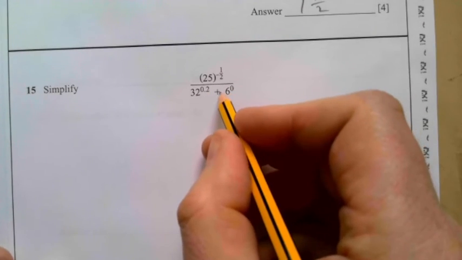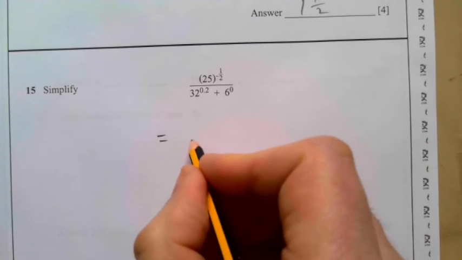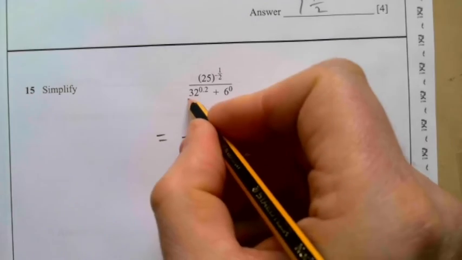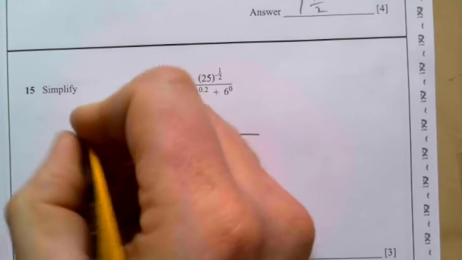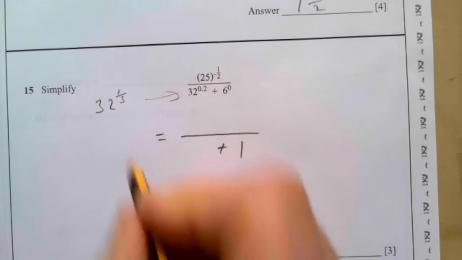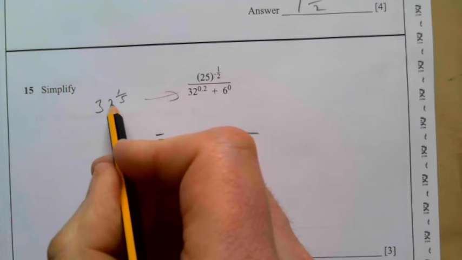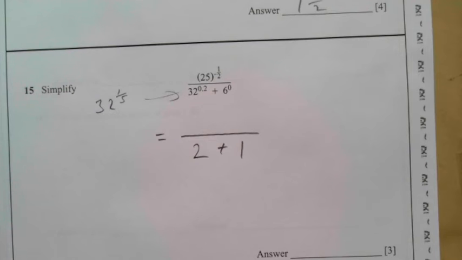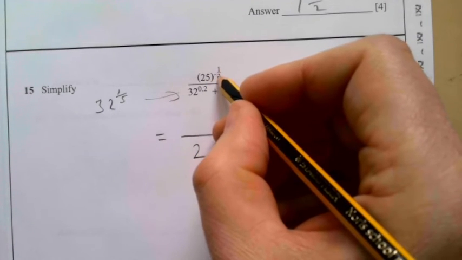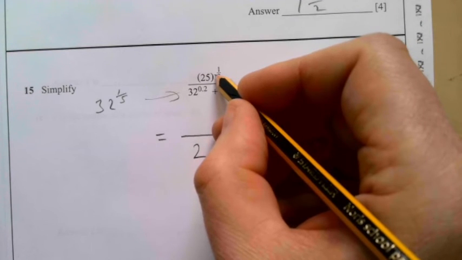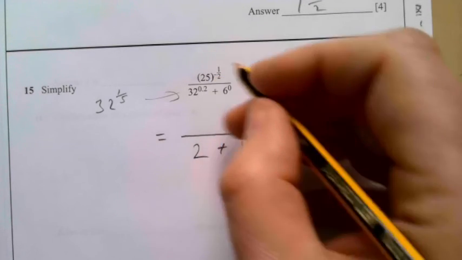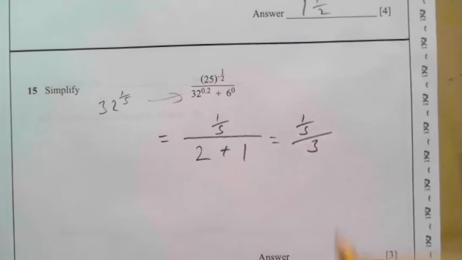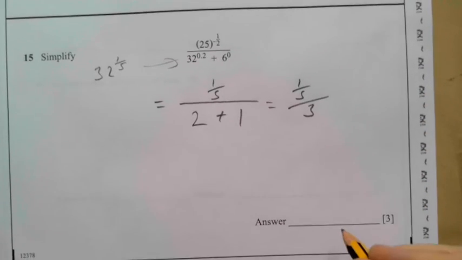Question 15, we have to simplify each of these. So I'm going to start with the bottom because it's a bit easier. Anything to the power of 0 is 1. 32 to the power of 0.2, that's the same as 32 to the power of a fifth. And they've picked that number on purpose because 32 does have a fifth root. 2 to the power of 5 gives 32. So that just gives that. 25 to the power of a half gives me 5. But it's minus a half. So that then would be a fifth. So we have a fifth over 3. A fifth divided by 3 then gives a 15th.